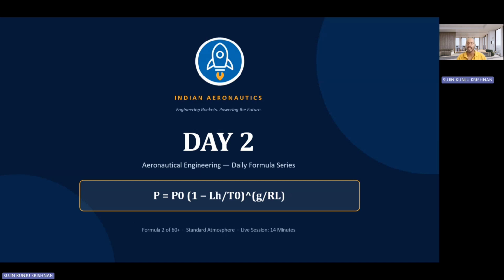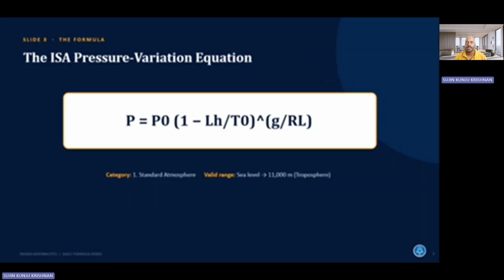It doesn't measure height. It measures air pressure and then converts that into an altitude reading using this exact formula. So it also feeds tomorrow's formula, density. If you are following the series, today's equation is the bridge between day 1 and day 3. P equals P0 times the quantity 1 minus LH over T0, all raised to the power g over RL.